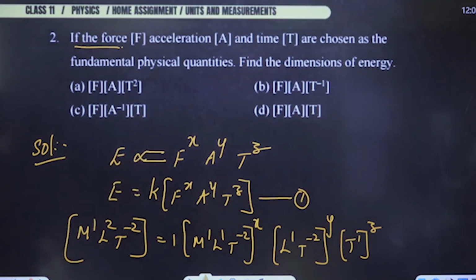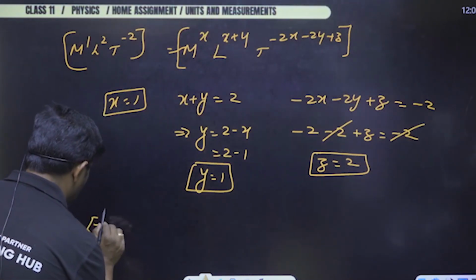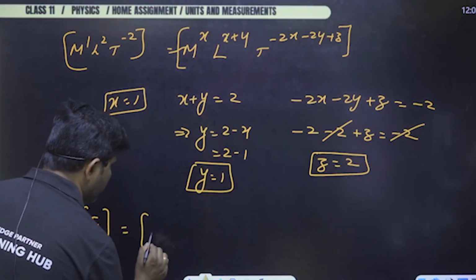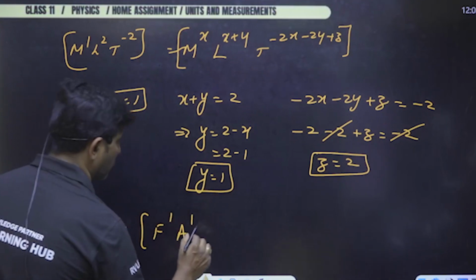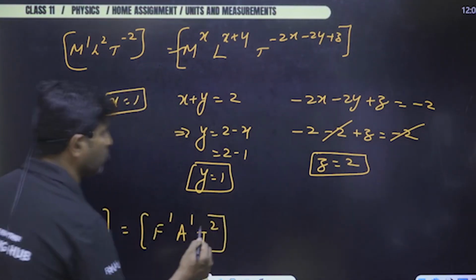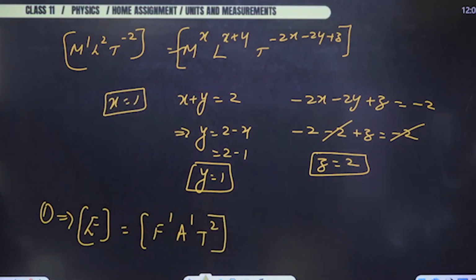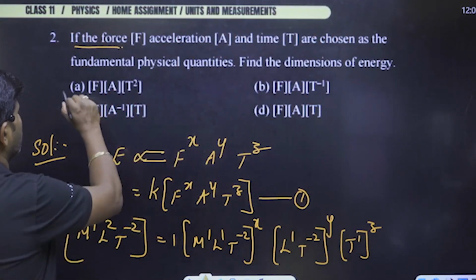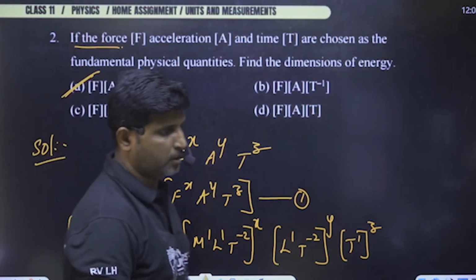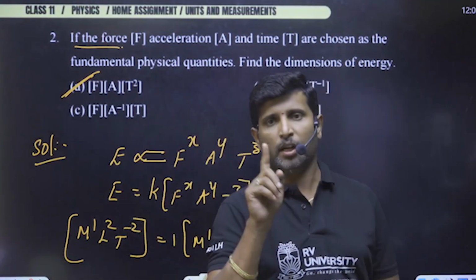They're saying only dimension. Therefore, we can say that E will have the dimensions F to the power of 1, A to the power of 1, and also time to the power of 2. Is it right? So just observe the options here. What is the option here? We can say option A is the right answer: F power 1, A power 1, and T power 2.